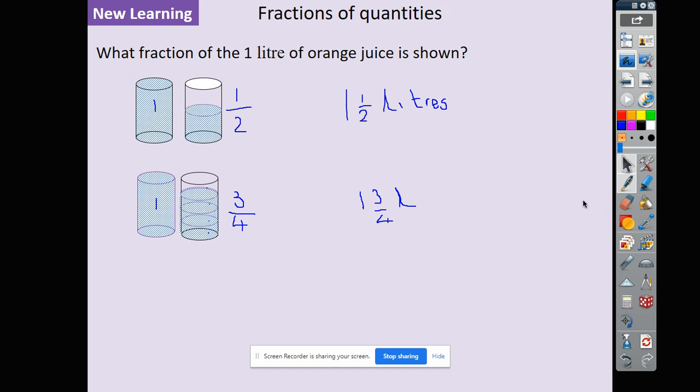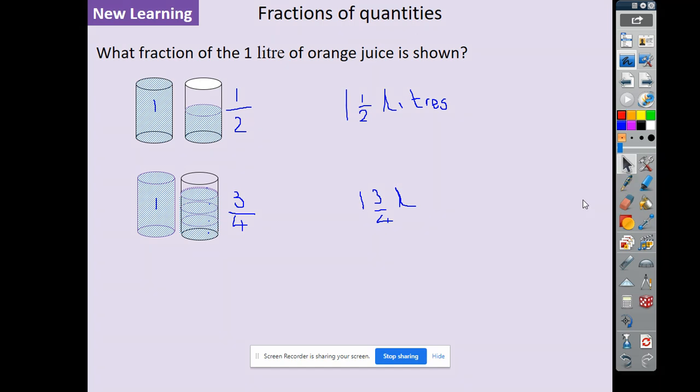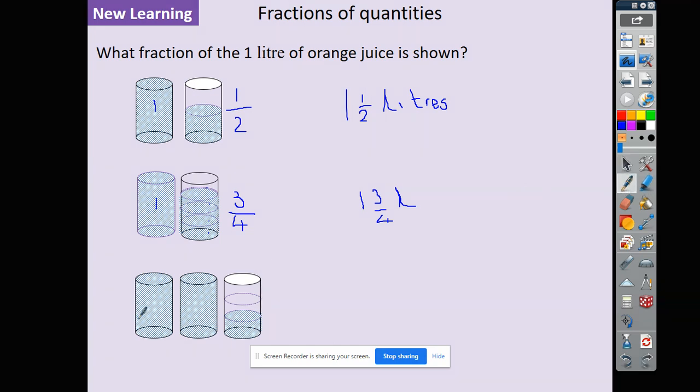So one last one for you to try. Pause the video and see if you can write this one as a mixed number. Okay, so you should have spotted that you've got 2 whole ones. And then this shape was split into 1, 2, 3 parts. Only one of them here is shaded. So you should have spotted it's 2 1/3. So well done if you got those right.